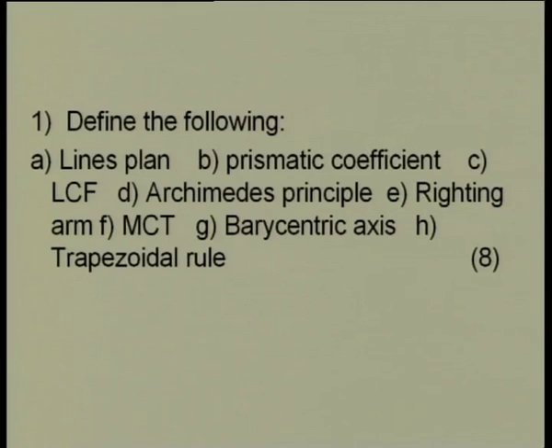That also many people have left, they have not written that. Then barycentric axis, what is it? It is the axis through the center of flotation, the transverse axis through the center of flotation. So that one sentence would have been enough. Then trapezoidal rule, you just write it is the sum of the areas, and I think it is 1 4 4 1, right? 1 2 4 2, like that. Okay, that is also okay, that is the trapezoidal rule.